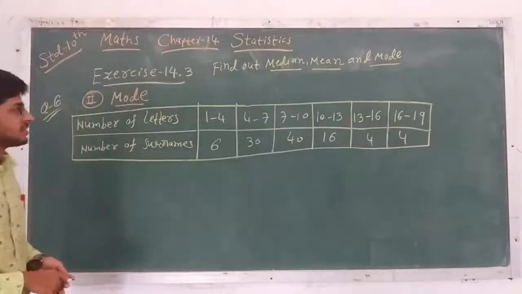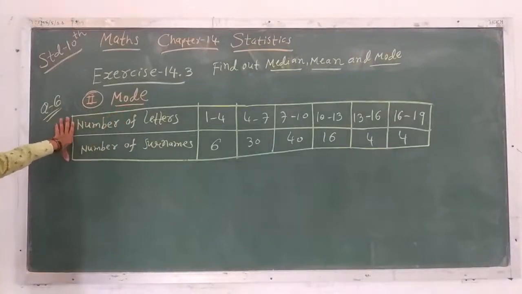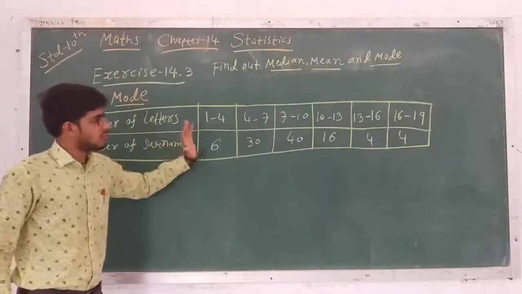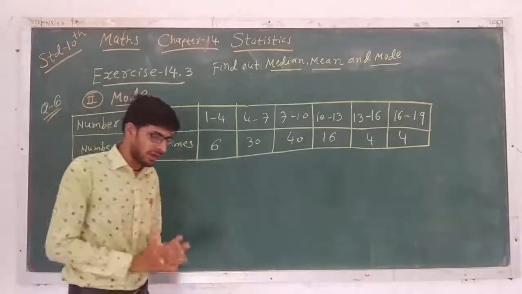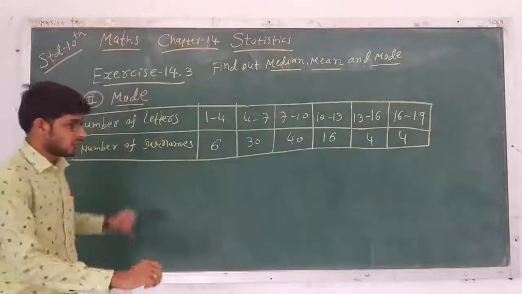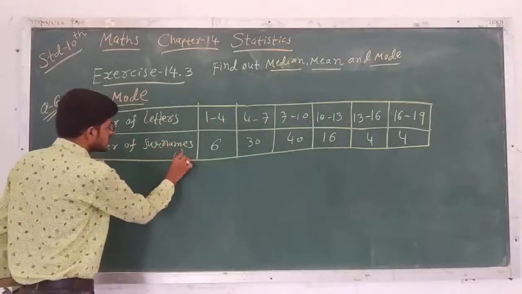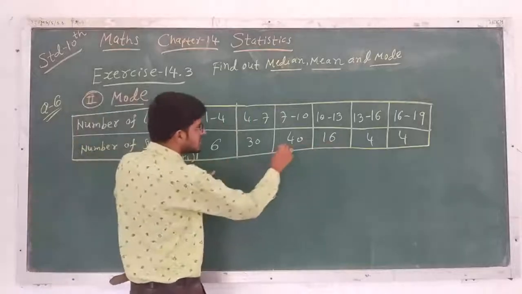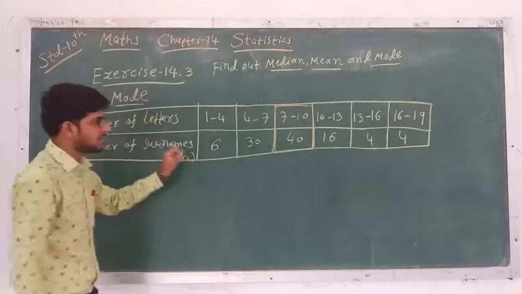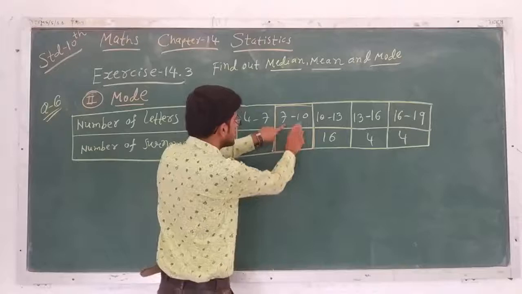Okay. Next, the second one we have to find out is the mode. Same question, the number of data sets, the number of cells are given. So for finding the mode, first of all, we have to find the modal class. So what is the modal class? The highest frequency, or maximum frequency, is called the modal class. We check that the highest frequency is 40. So the modal class is 7 to 10. Again I will repeat, the maximum frequency belongs to the 7 to 10 class.